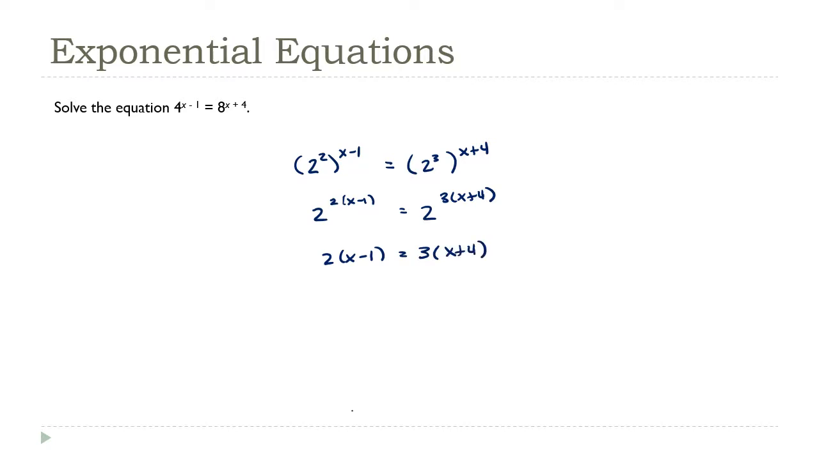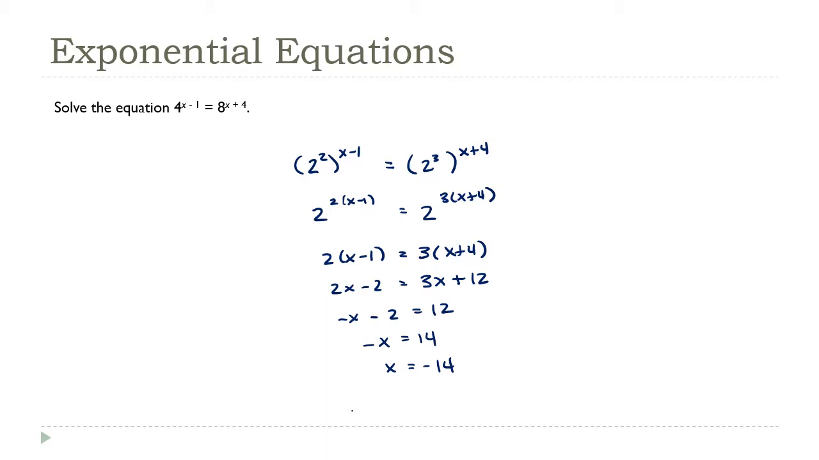and solve this equation. So I'm going to distribute. Get 2x minus 2 equals 3x plus 12. Subtract the 3x. Negative x minus 2 equals 12. Add the 2. Minus x equals 14. X is negative 14. There you go. There's your answer. So sometimes we can kind of work it out.